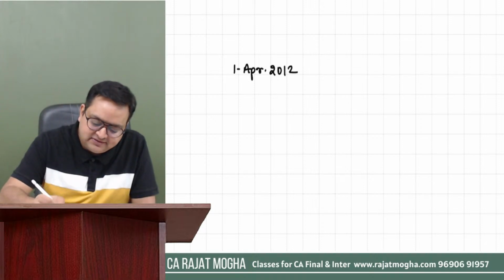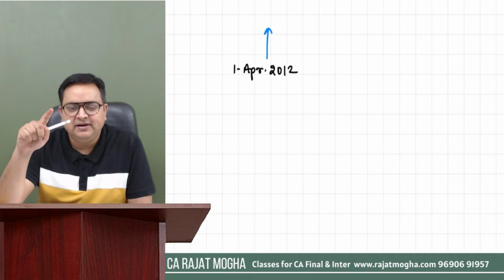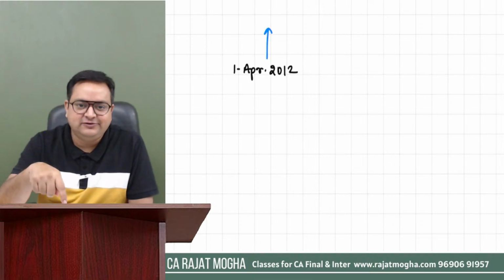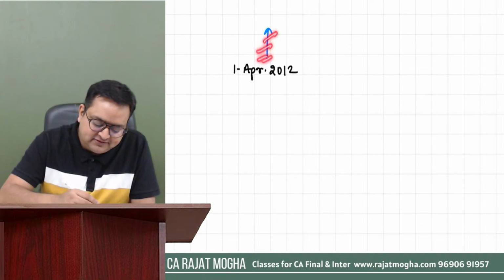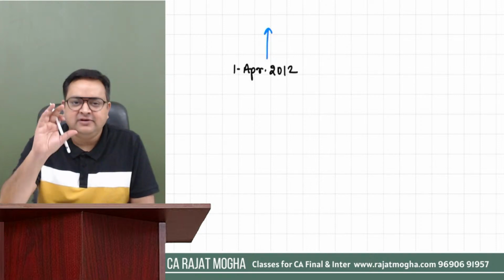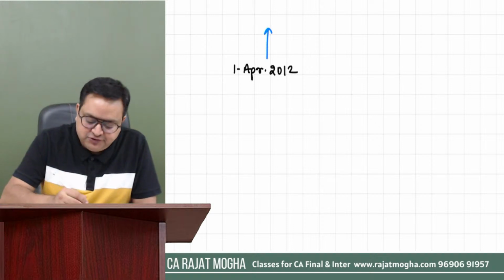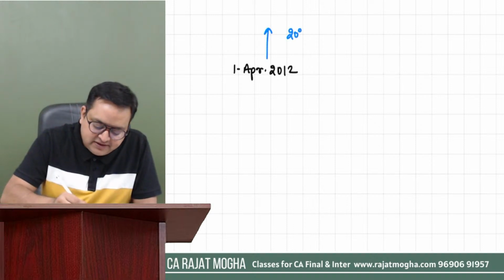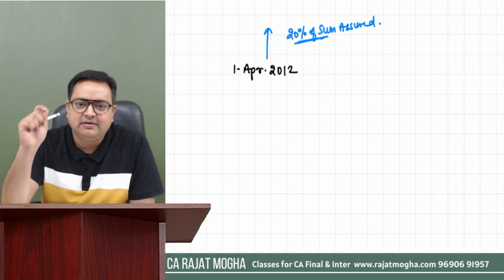If the policy is taken before this date, meaning up till 31st of March 2012, then we understand 150 is the overall limit. But here the maximum deduction which you can claim is 20% of sum assured. Whatever premium you are paying, if it is more than 20% of the sum assured, it is not allowed. Only up till 20% of your sum assured is allowed.